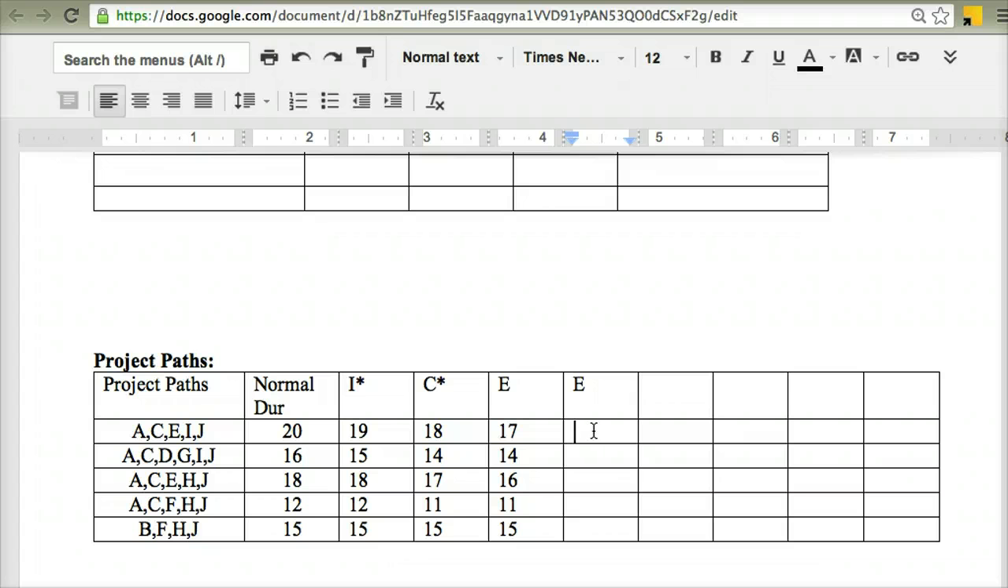So again, the critical path is going to reduce by 1 day. That goes from 17 down to 16. It's not on that path, so that stays at 14. E is on this path, so that goes from 16 down to 15. It isn't on this path, so that stays at 11, and E isn't on the last path, so that stays at 15. Again, my critical path is still the same. It's still the one with the longest duration, so I can keep going.